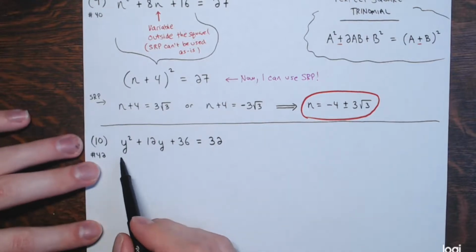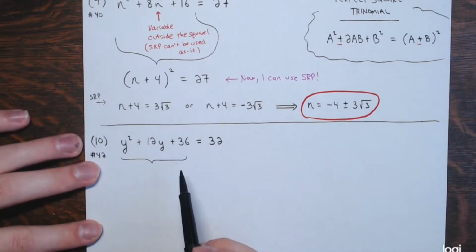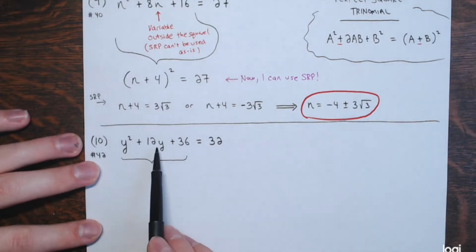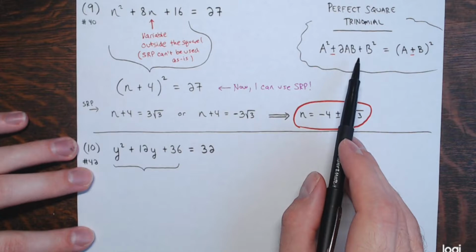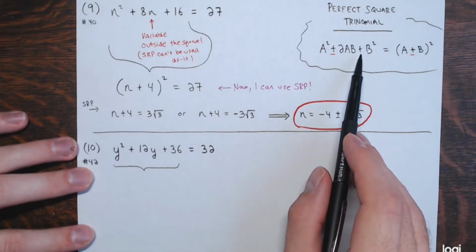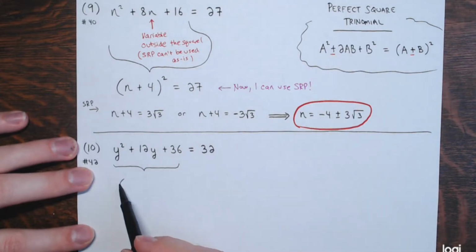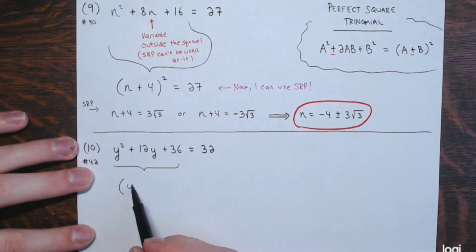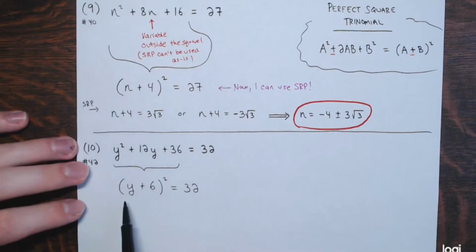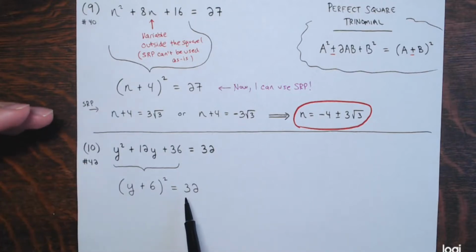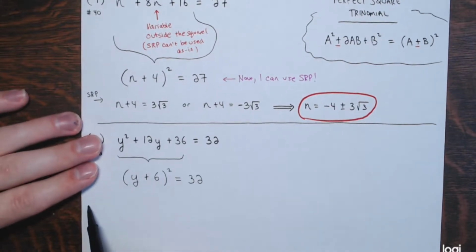But as in question 9 again, y squared plus 12y plus 36 is another one of these perfect square trinomials, where a is y and b is 6. This left side actually factors to y plus 6 to the second power, and then we have equals 32. And look, now I have something where I can apply the square root property.